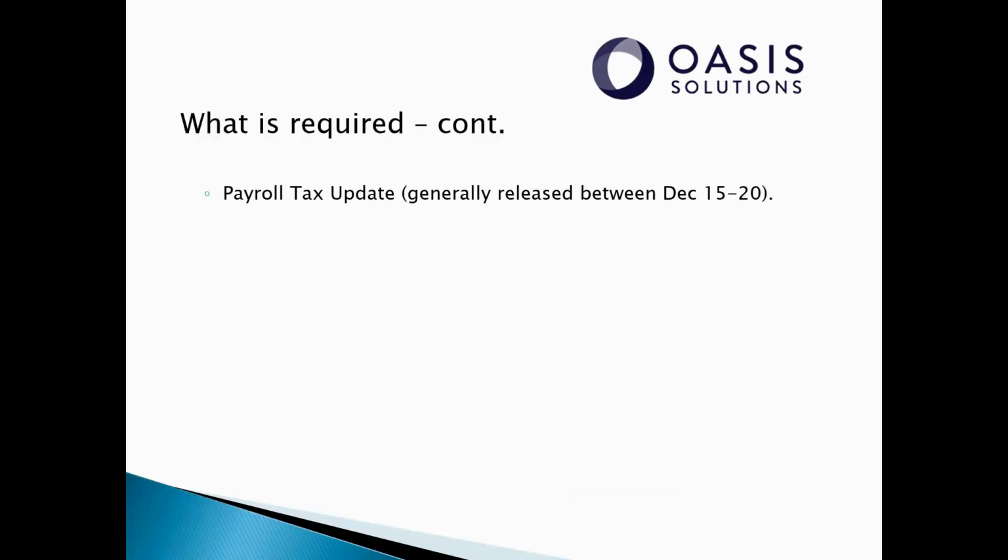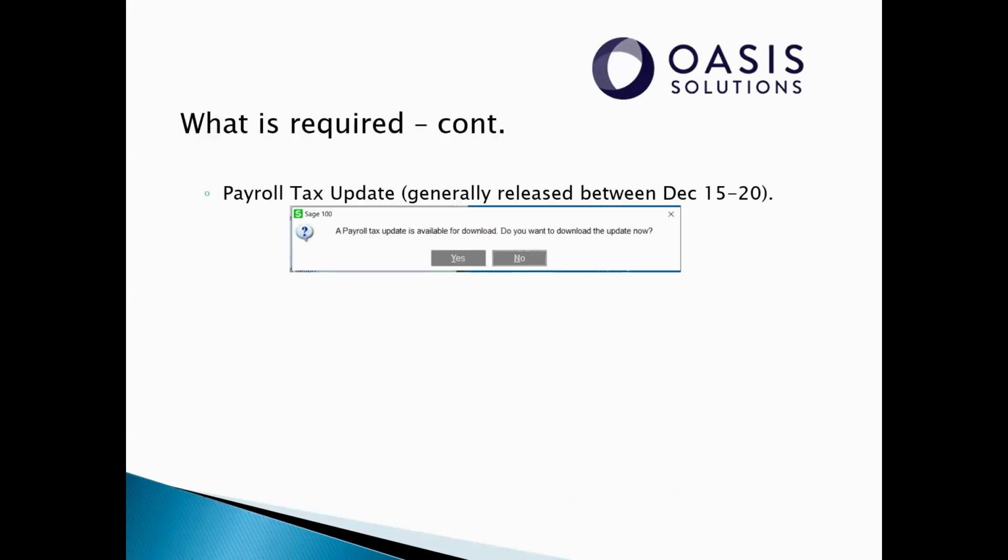So we talked about Payroll 2.25, but don't forget there's also the tax update. And the tax update is the update that you get throughout the year. I'm sure you've seen it several times throughout this year already. It's the one that when you go into payroll, all of a sudden you're getting prompted, hey, there's a payroll tax update. Are you ready? Do you want to download it now? That's the one I'm talking about.